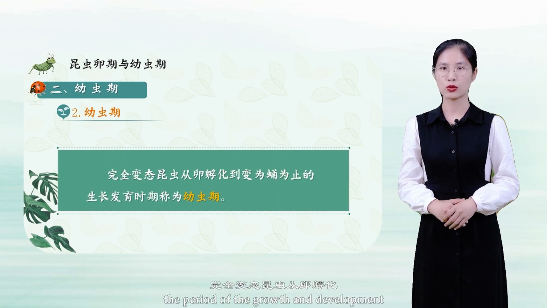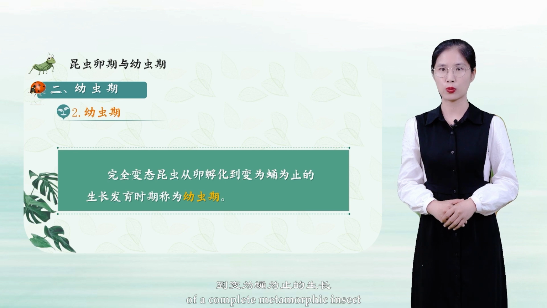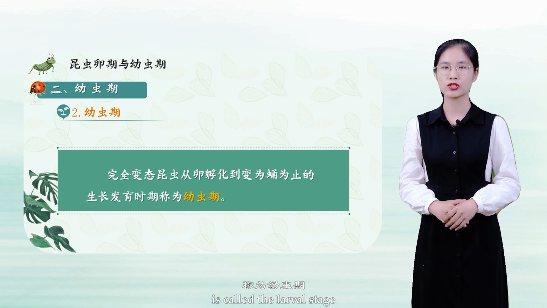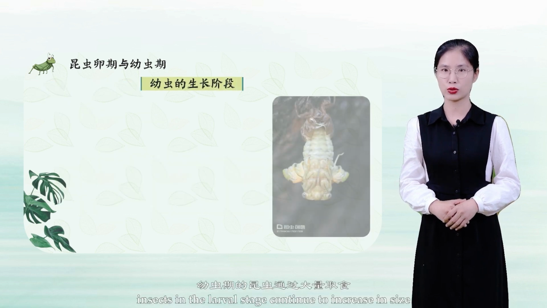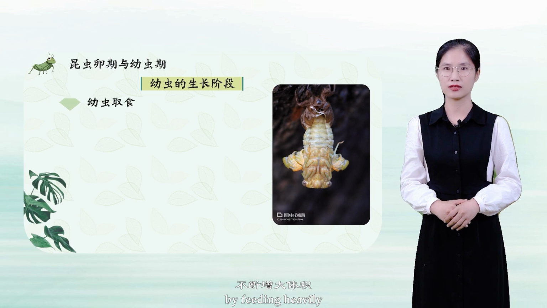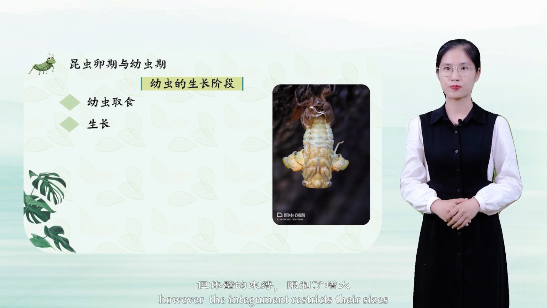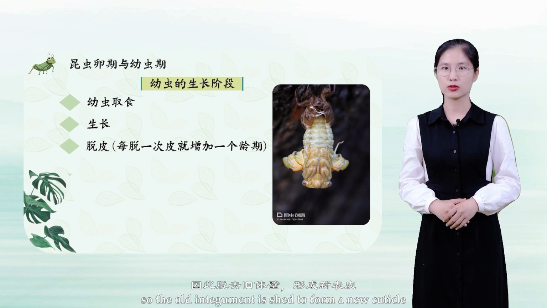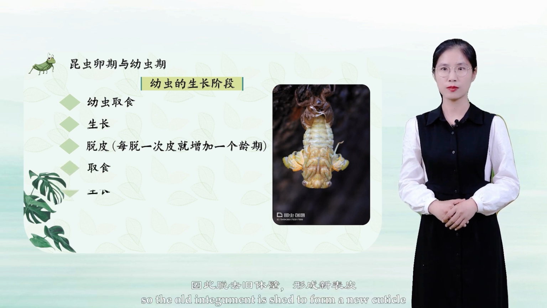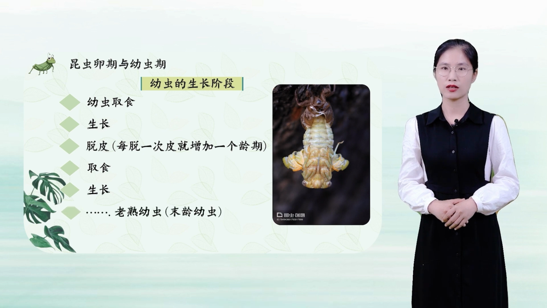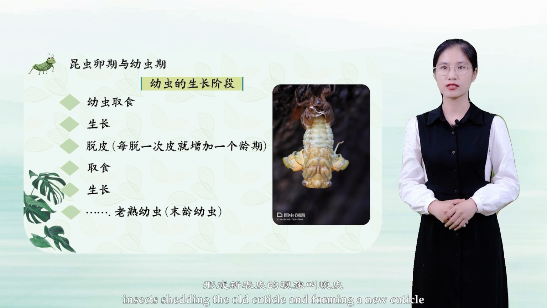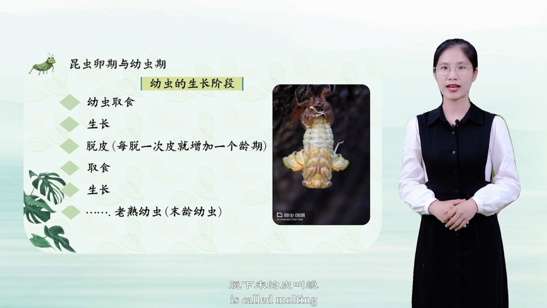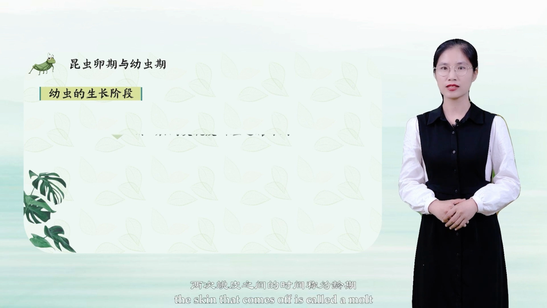The period of the growth and development of a complete metamorphic insect from its egg hatching to pupa is called the larval stage. Insects in the larval stage continue to increase in size by feeding heavily. However, the integument restricts their sizes, so the old integument is shed to form a new cuticle, and the growth continues. The phenomenon of insects shedding the old cuticle and forming a new cuticle is called molting. The skin that comes off is called a molt.